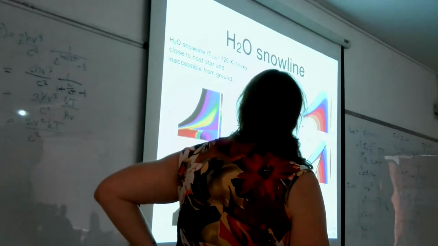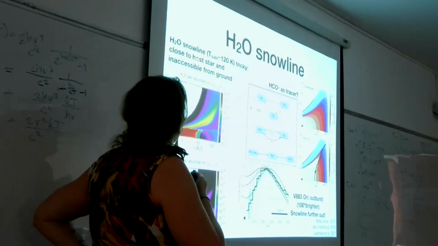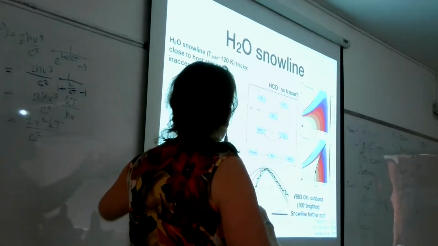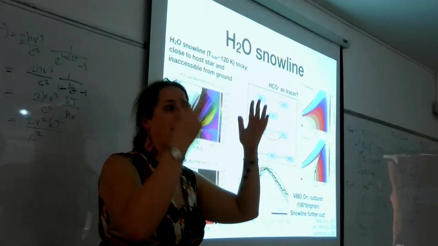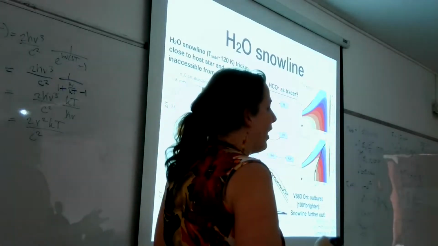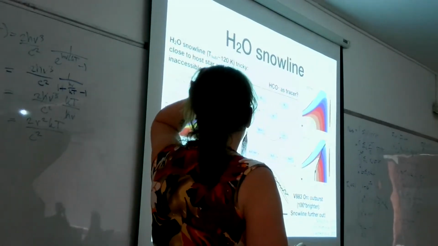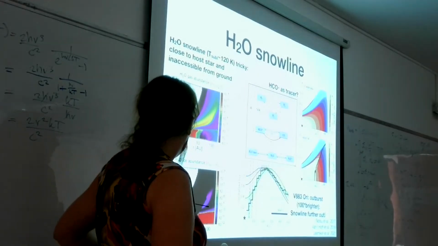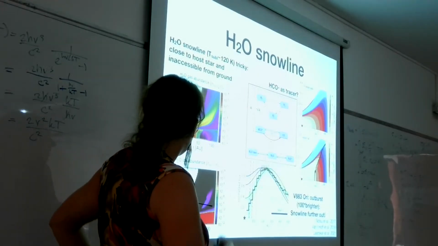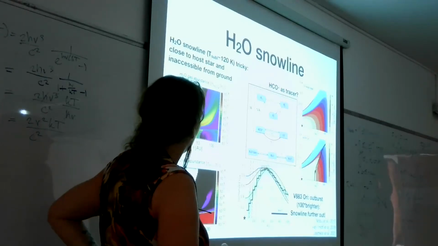Okay, well then about the water snow line. So of course the water snow line is tricky because water sublimates at 120 Kelvin. So that's very close to the star, like 1 AU, a few AU. And that means that you cannot resolve the water snow line with ALMA. And here are some models that show that.